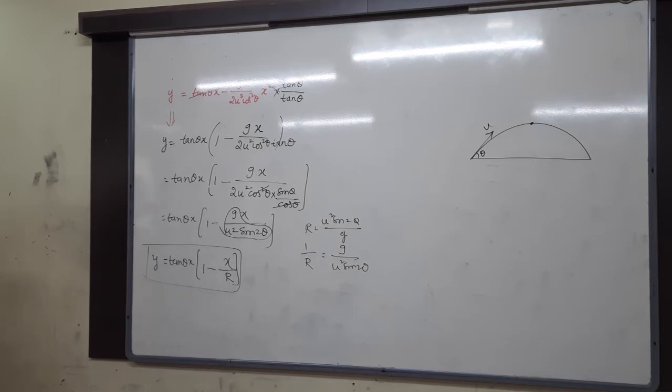Half m u square. Then anything else? m into u square cos square theta. u square cos square theta, u cos theta whole square, both are same only, sir. Same only.